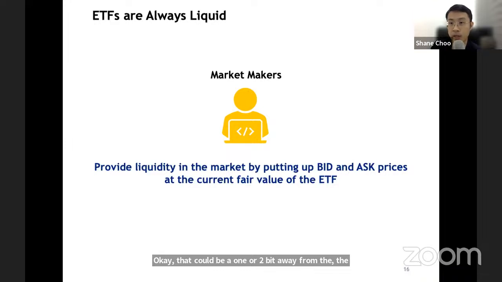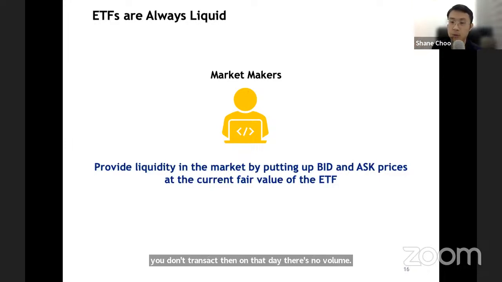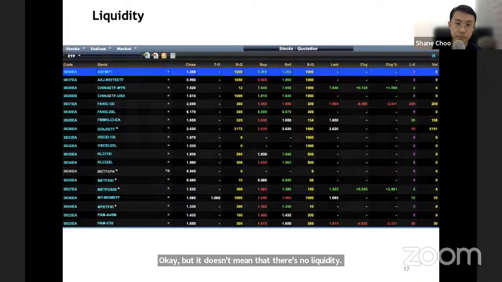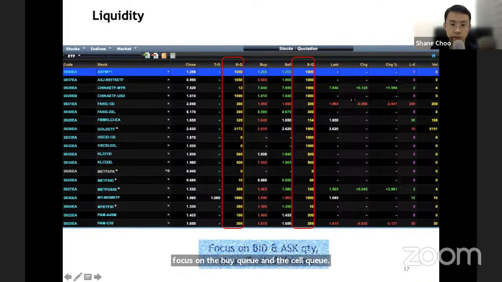So sometimes they put in the bid and ask price, but if you don't transact, then on that day there's no volume. So when you look at the share price, you see no volume. But it doesn't mean that there's no liquidity. It's just that there's no transaction. All right, so when you buy and sell ETFs, what is important is to focus on the buy queue and the sell queue. You must take a look at this too.